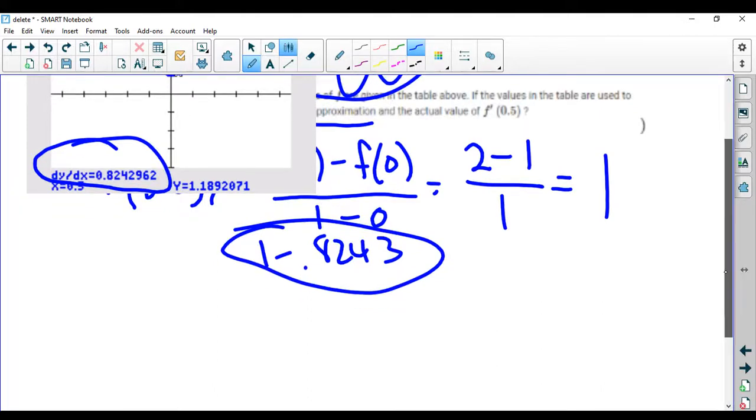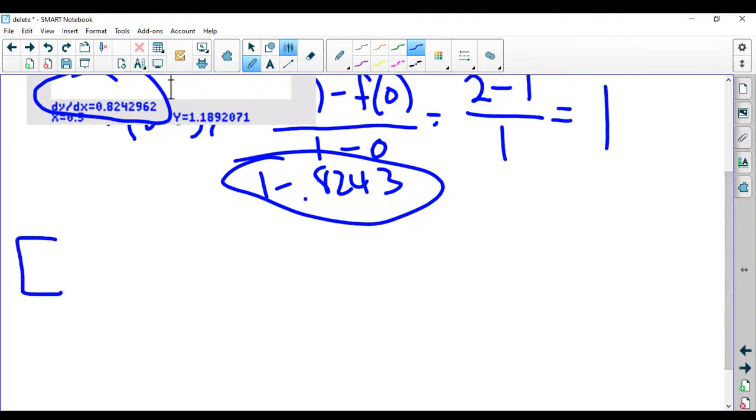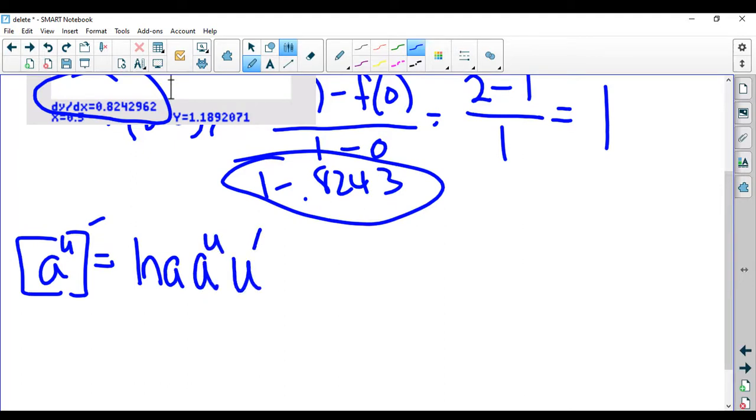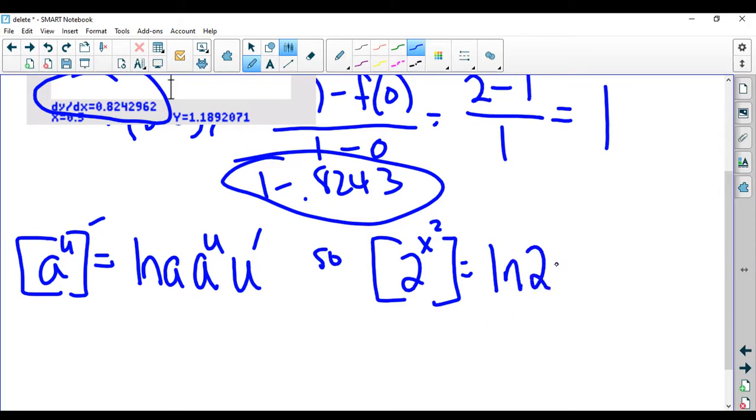Now, if they did ask you to find the derivative without a calculator, we could still do it. You just have to remember that the derivative of an exponential function, a to the u, is the natural log of the base, which is a, times a to the u, times the derivative of the exponent, u prime. So if you're finding the derivative of 2 to the x squared, it would be the natural log of 2 times 2 to the x squared times the derivative of x squared, which is 2x.